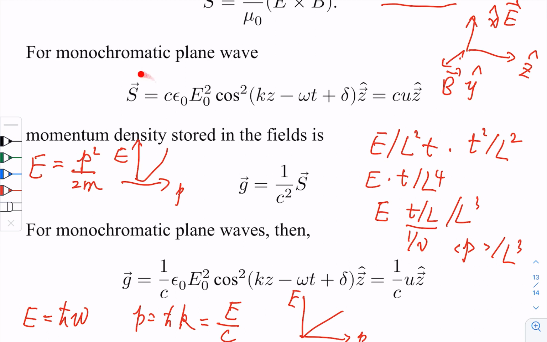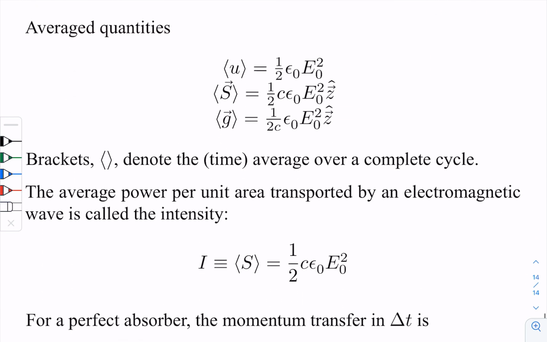So here, remember that the Poynting vector is the energy per length square per time. So energy per time gives us the power, and the length square is the area. So the unit of this Poynting vector is the power per unit area.